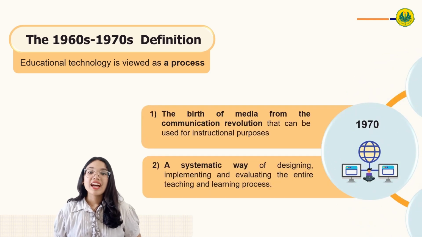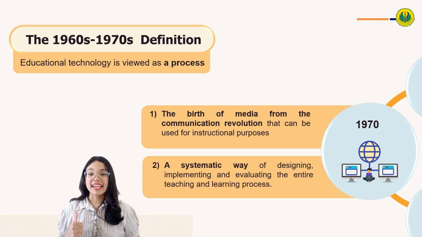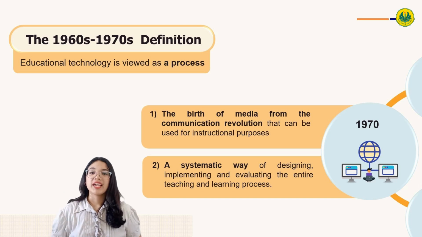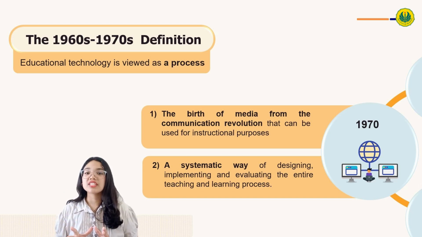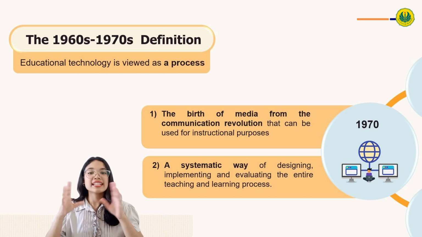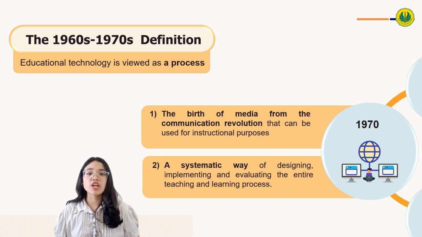1970 definition. The birth of media from the communication revolution that can be used for instructional purposes. A systematic way of designing, implementing, and evaluating the entire teaching and learning process. The first definition of instructional technology means the birth of media from the communication revolution that can be used for instructional purposes in addition to teachers, textbooks, and whiteboards. The second definition is instructional technology as a systematic way of designing, implementing, and evaluating the entire teaching and learning process in terms of specific objectives.